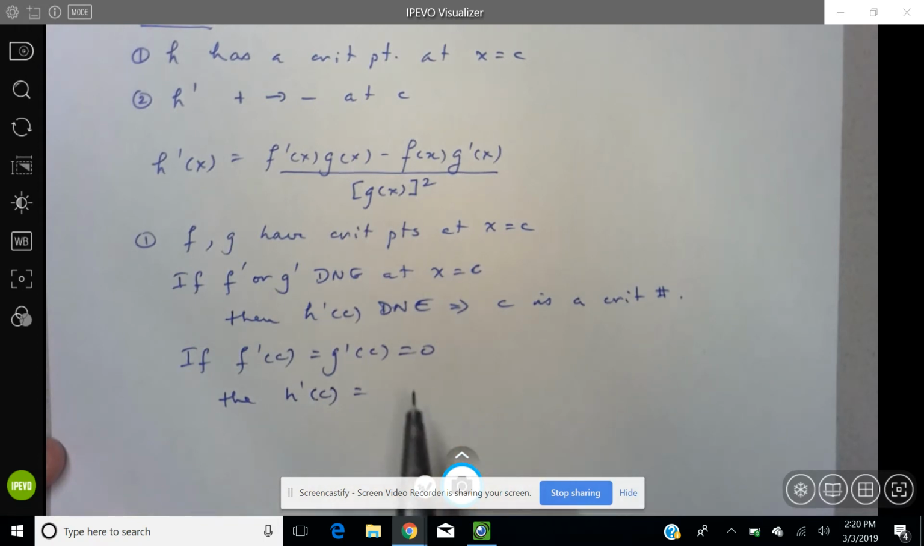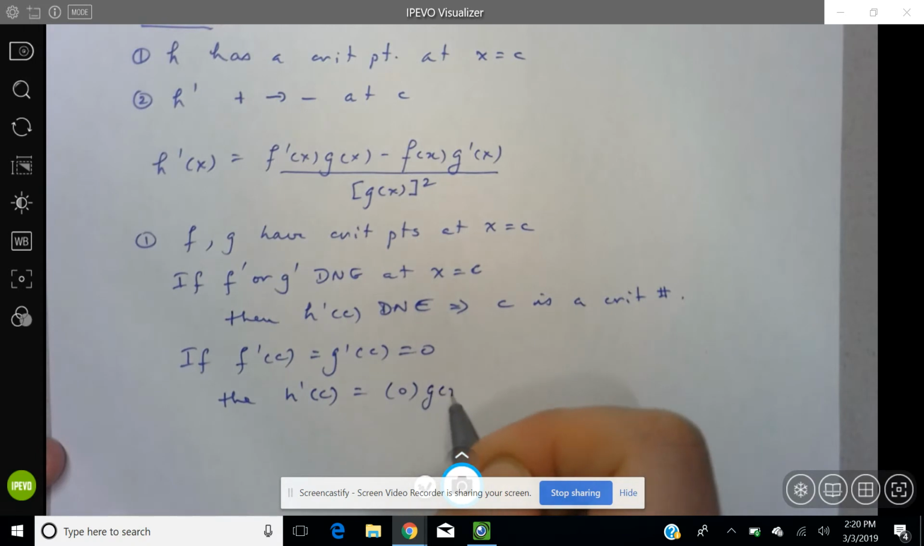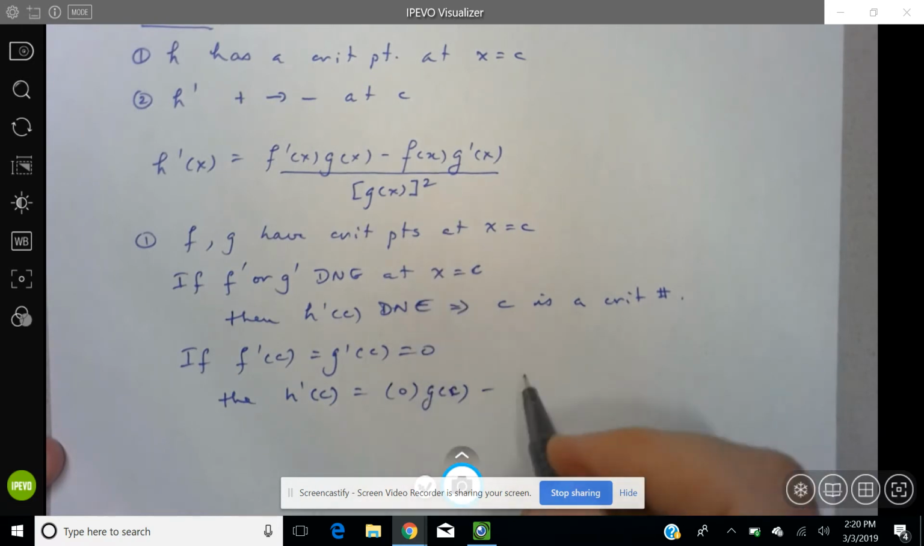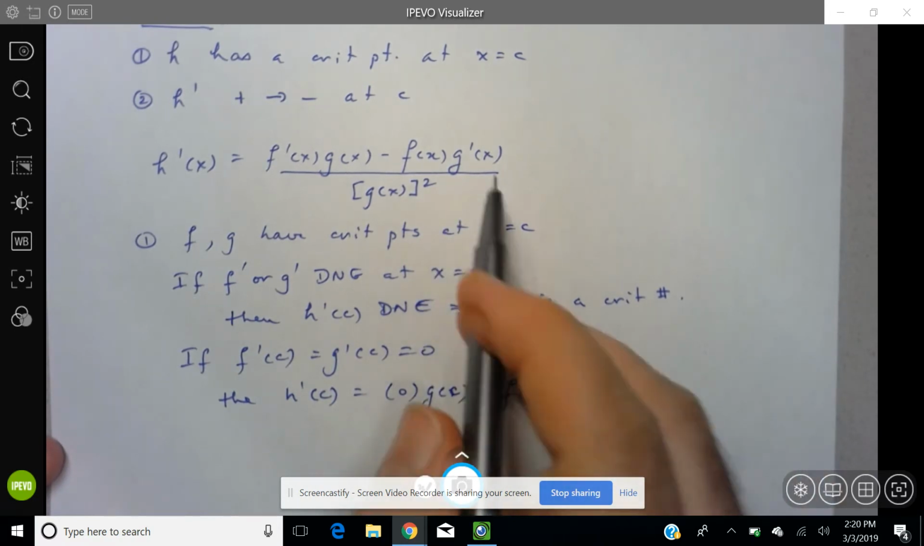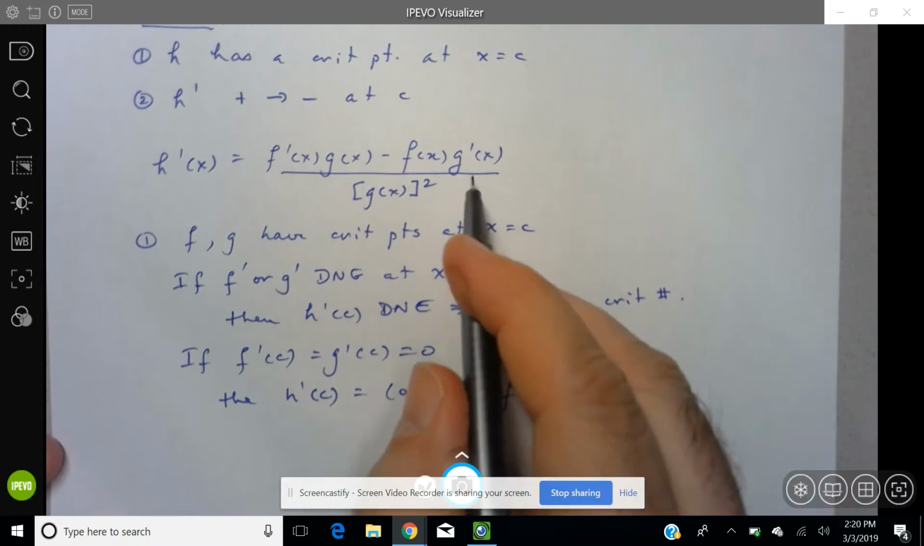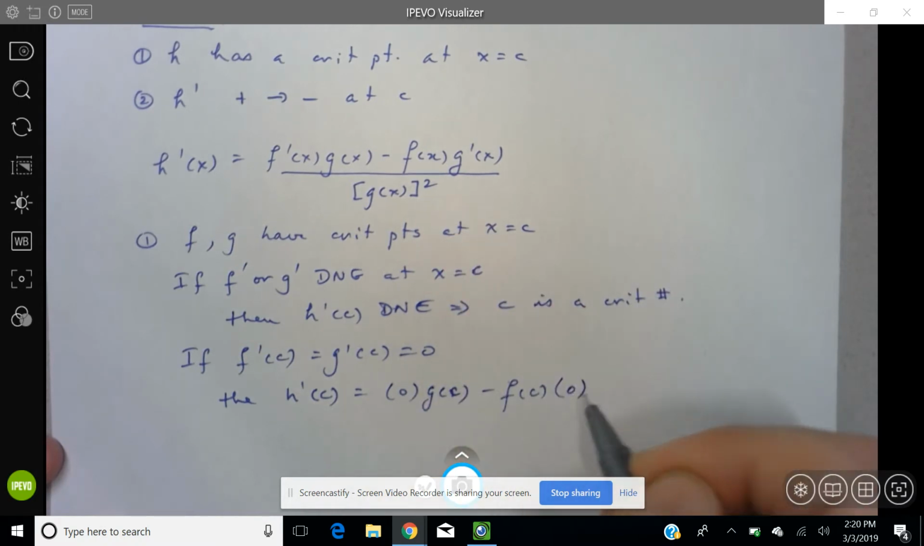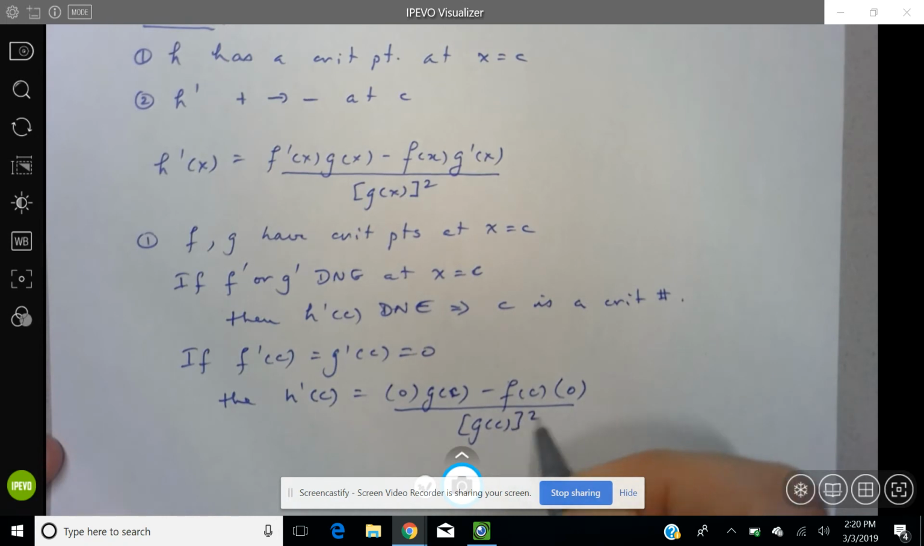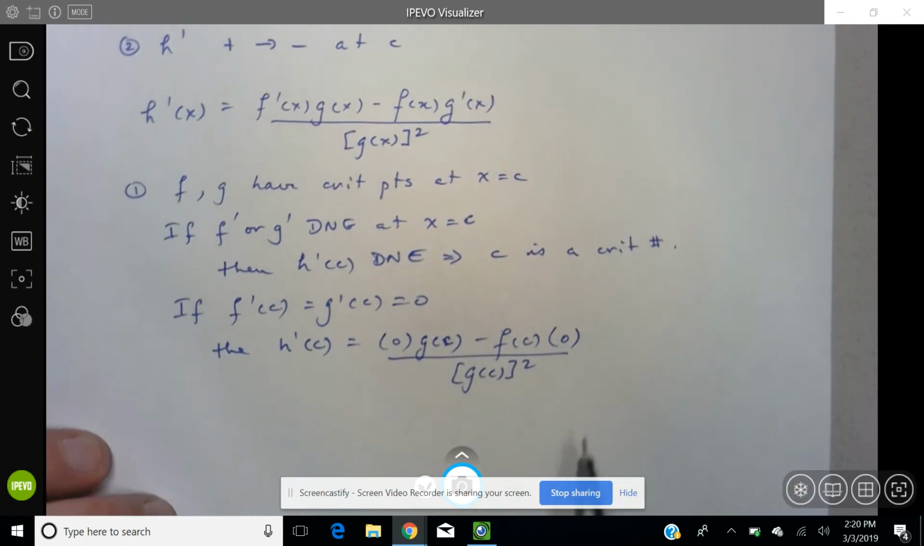Well, what do we have? We have f prime at c, which is equal to 0, times whatever g at c is. Who cares what it is? It's not going to affect my result because I'm multiplying by 0, minus f at c, who cares what that is, because I'm multiplying by g prime at c, which we know in this assumption is going to be equal to 0, all over g at c squared. And because the numerator is equal to 0 and the denominator can't be equal to 0, this is going to be equal to 0.